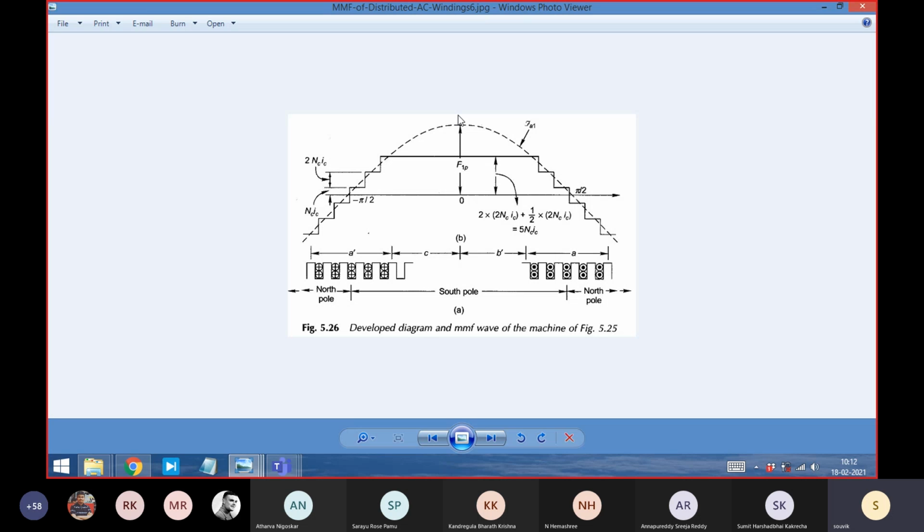Now we have a sinusoidal distribution, and if you vary the current, this will jump around. The magnitude of the sine wave will jump around. That means the magnitude of the sine wave you can vary by varying the current. This is for one phase.